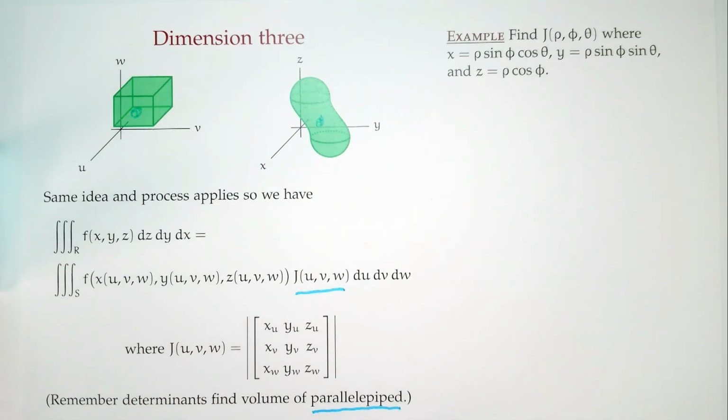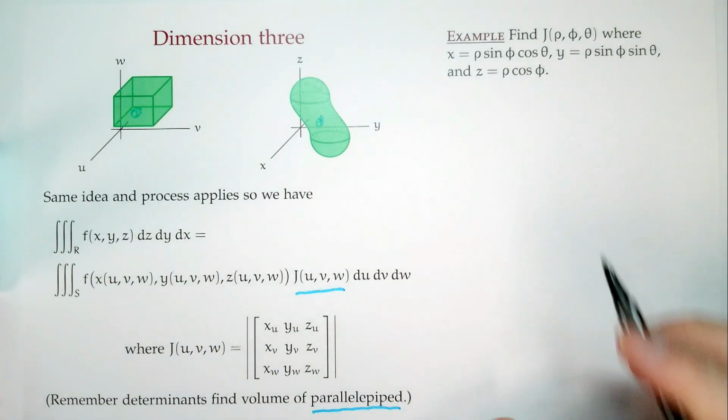And how do you find parallelepipeds? The answer is determinants. So the processes are just the same. Now the good news is we won't actually test you on that. Or maybe I shouldn't say the good news. The sad news is we won't test you on that. But now we can get an idea of what happens.